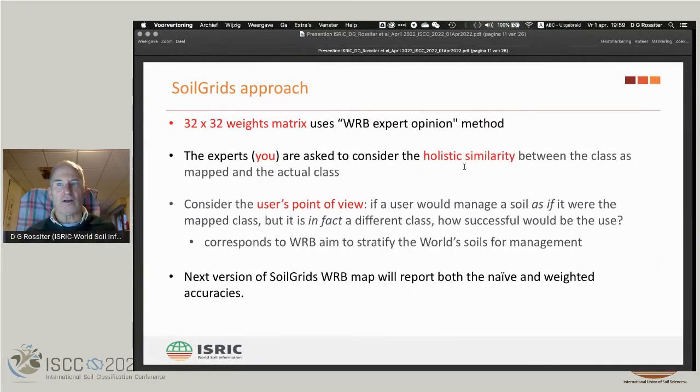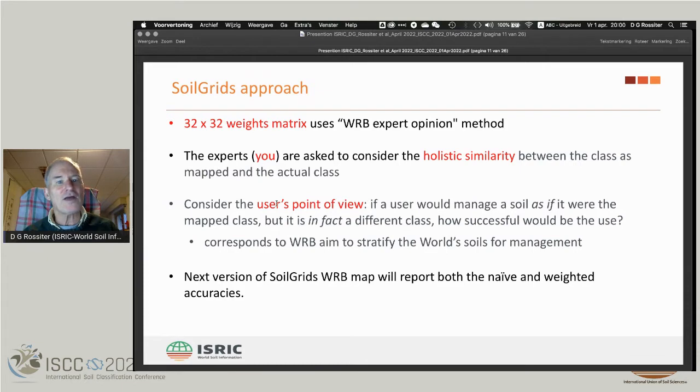So in SoilGrids, we decided that since we're only predicting the reference soil groups, we make a 32 by 32 weights matrix, which is each reference group as actual and each reference group as predicted by the mapping method. And we would like to use the expert opinion method. So we've sent out a bit of a questionnaire, but this is our idea.